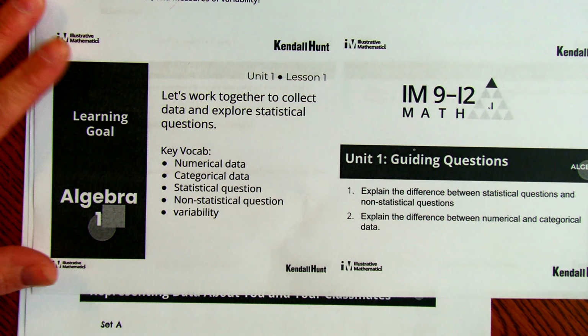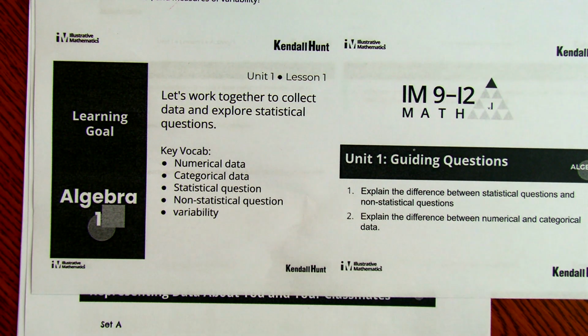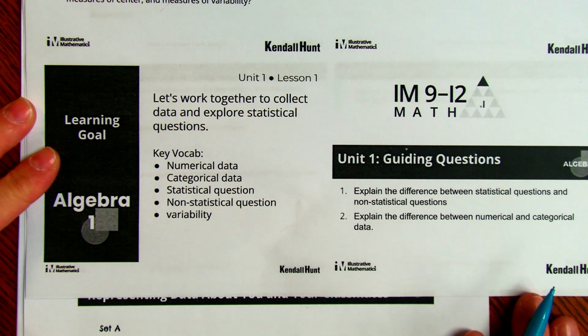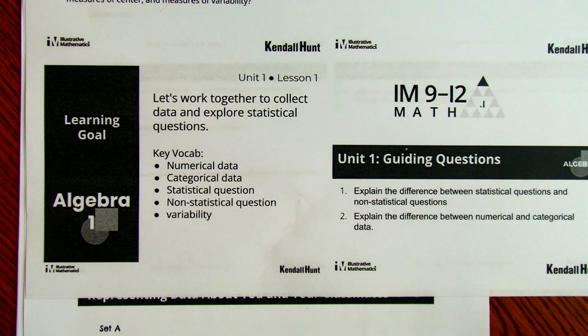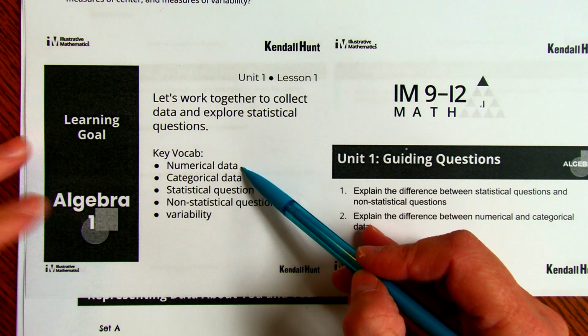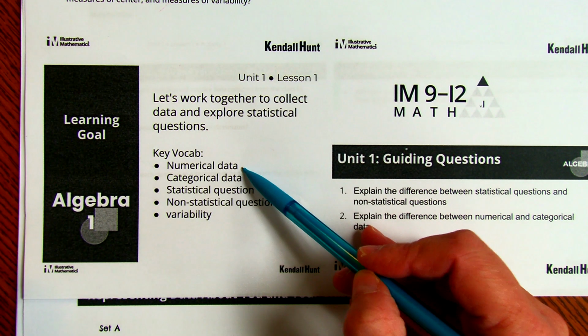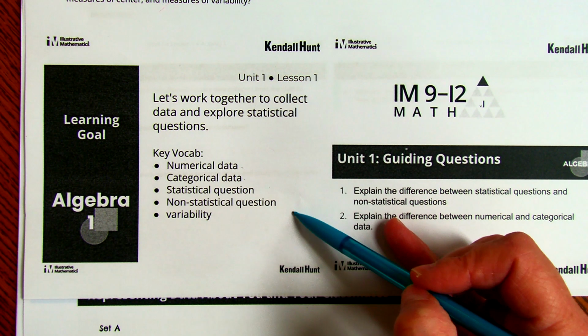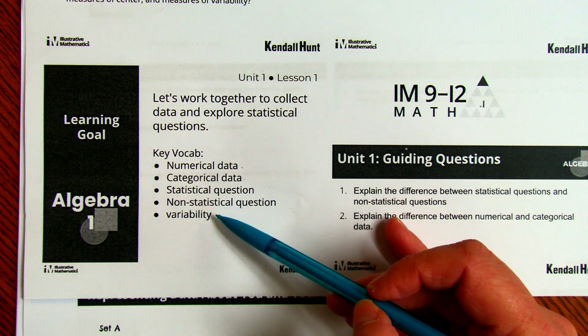Okay, so we are going to start off with Unit 1, Lesson 1 in Algebra 1. Some things to think about is the words that I'm going to be using throughout this lesson are going to be the key vocabulary words of numerical data, categorical data, statistical question, non-statistical question, and variability.